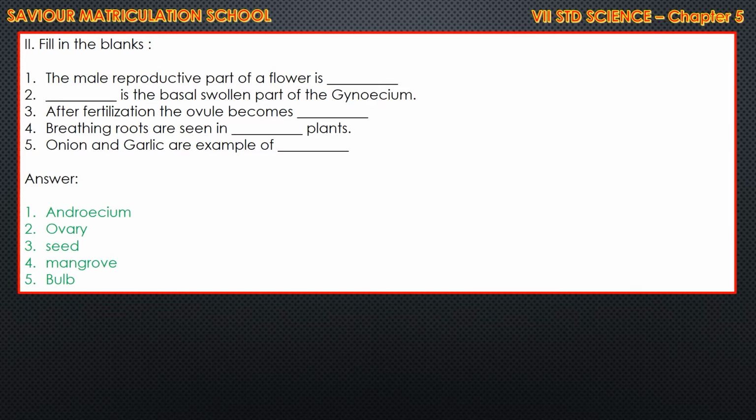Second, ovary is the answer, children. Ovary is the basal swollen part of the gynoecium. Third, after fertilization, the ovule becomes seed. Fourth, breathing roots are seen in mangrove plants. Fifth, onion and garlic are examples of bulb.